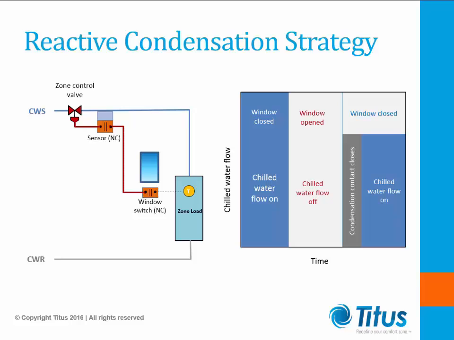If moisture is detected through that sensor, the condensation contact closes, the zone valve shuts down, and chilled water flow to the unit is suspended until moisture is no longer detected. The same thing happens with the window or door switch. When the window or door opens, you shut down the chilled water valve so that you don't have the possibility of forming condensation on the beam.